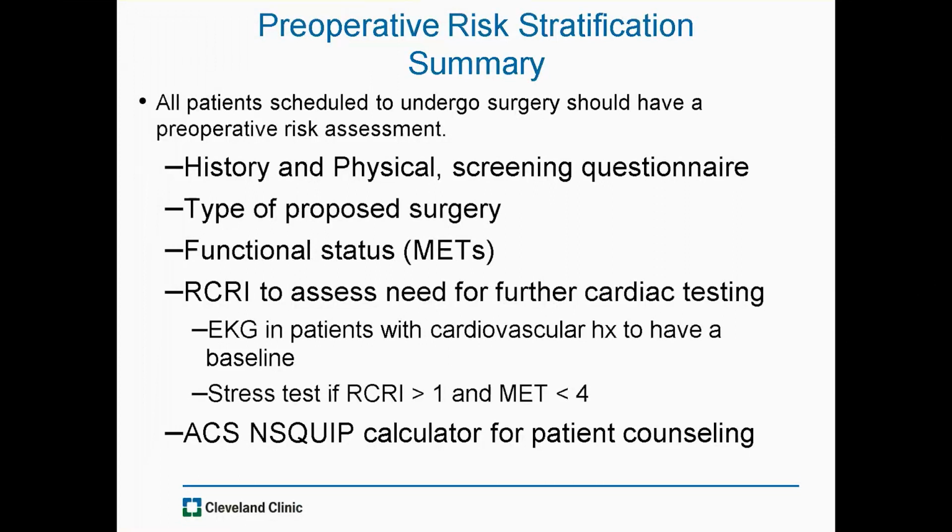In general, any patient with a cardiovascular history should have an EKG so that you have a baseline. And then if the RCRI is greater than 1 and METs is less than 4, meaning the functional capacity is less than 4, those are the patients that you want to send for a stress test. And then, as we saw, the ACS NSQIP surgical risk calculator is an excellent tool for very detailed patient counseling in terms of risks for postoperative complications.